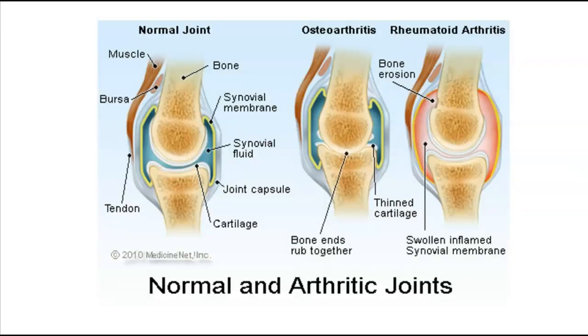And then here's a comparison of the joints, how they look, a normal joint, and then how osteoarthritis looks and how rheumatoid arthritis looks, so you can see the difference in them.